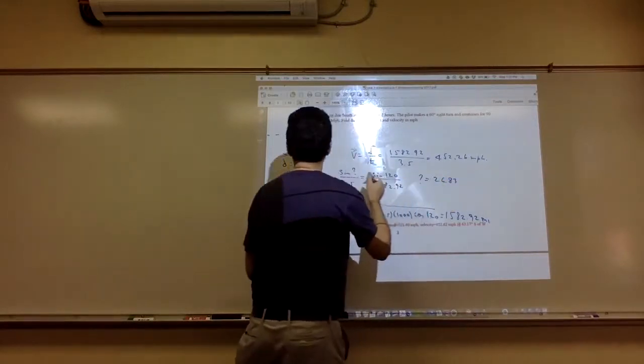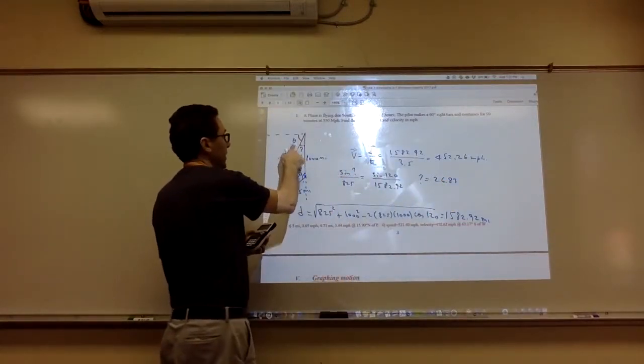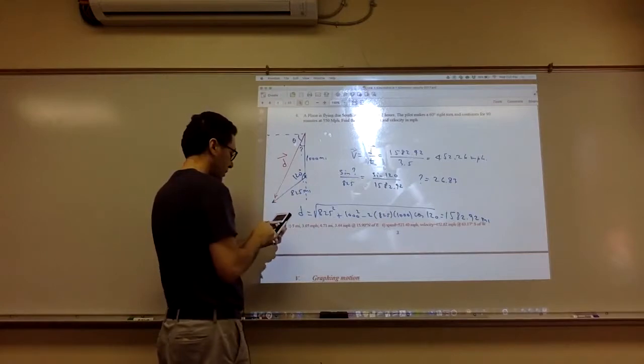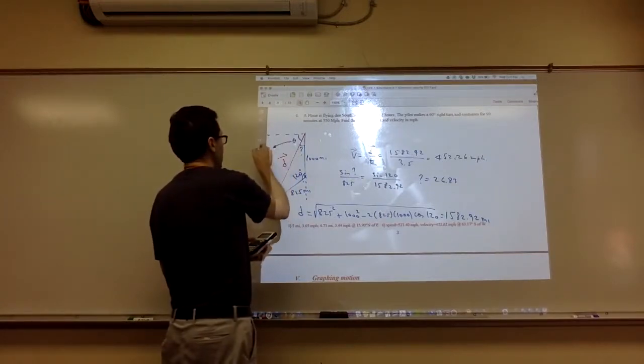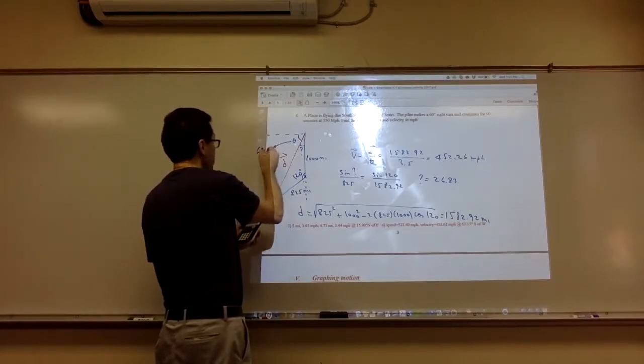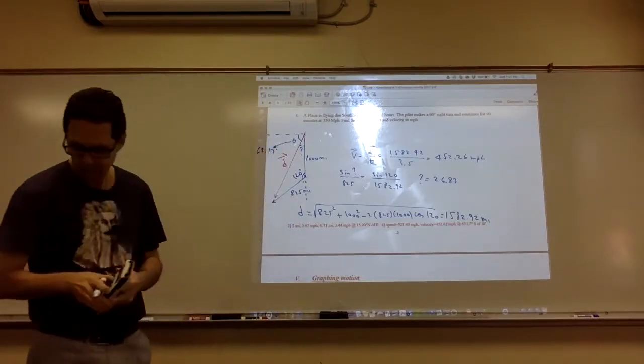26.83. Now, this theta and this question mark are complementary angles. So I'm just going to subtract that from 90. And this angle here is 63.17 degrees. Look at my answer key.